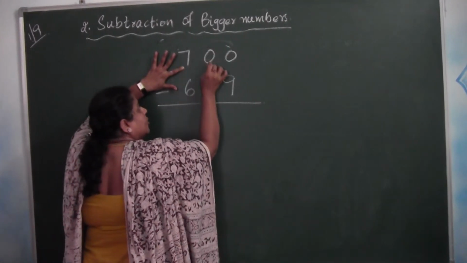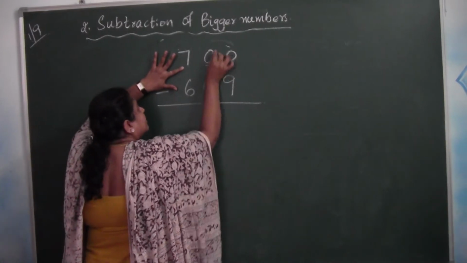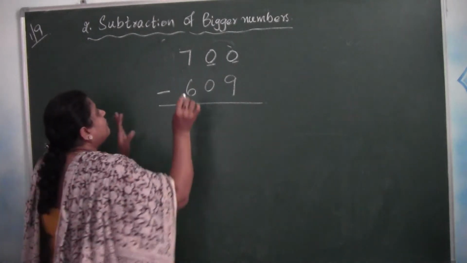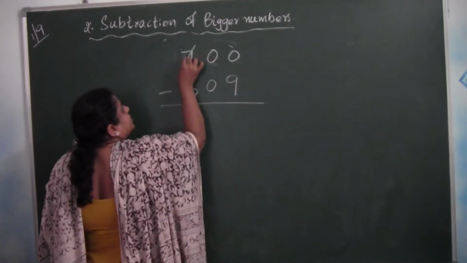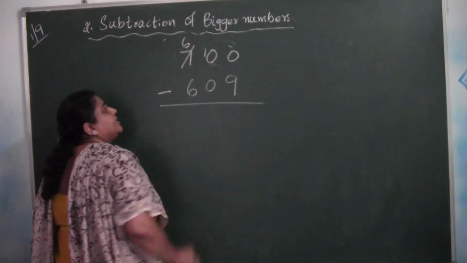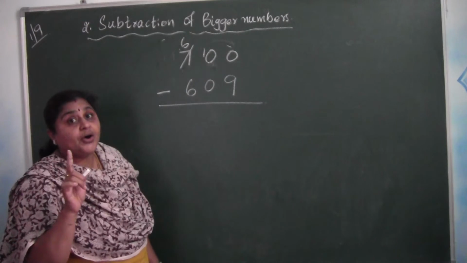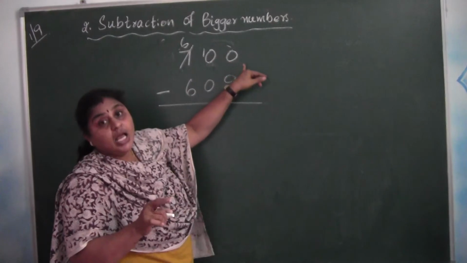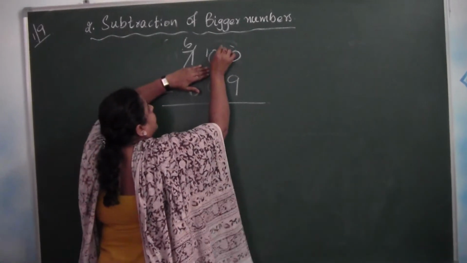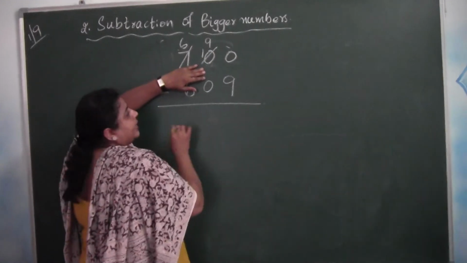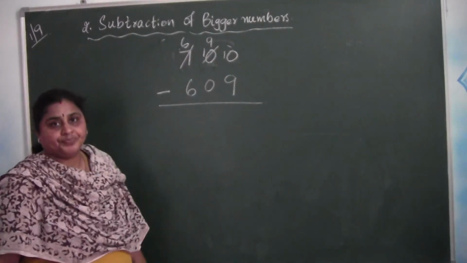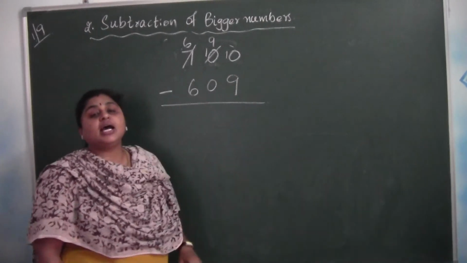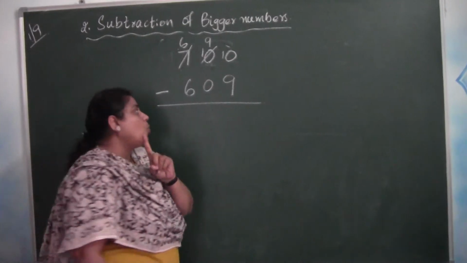I take first borrow to this 0. From here I take a borrow to this 0. I am jumping. Okay, now 7 changes to 6 and the 0 changes to 10. But where I need the borrow? To this 0. Am I right? Now from 10 I am taking a borrow. So from this 10, when I am taking a borrow, this changes to 9 and this changes to 10. Got it, children? Now from 10 you are going to subtract 9. After 9, 10. How many fingers I got?